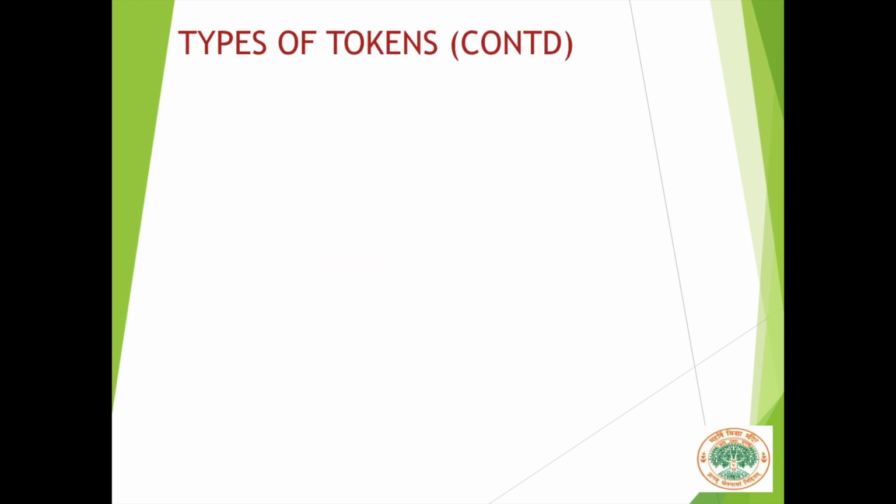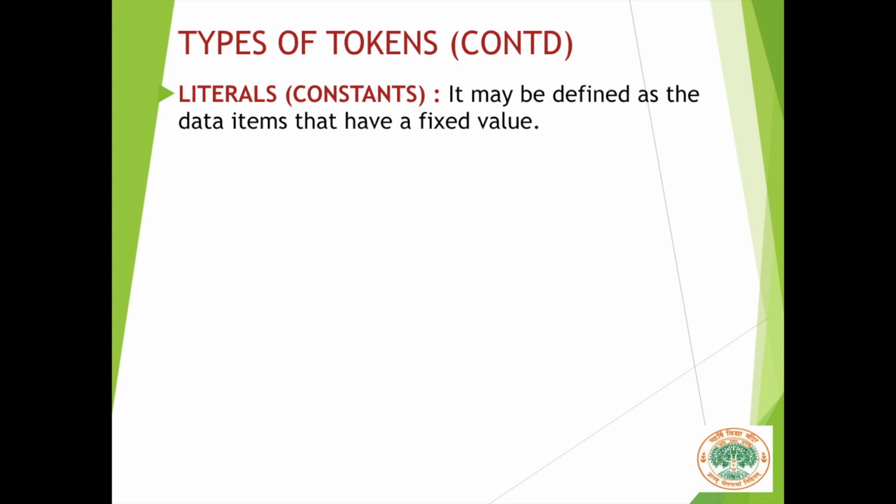So let's try to understand the meaning of the word literal. Literals basically refer to constants. In mathematics, you have already learnt about constants. If I write an expression like 2x plus 3, here 2 and 3 are called constants. Constants means those objects whose values cannot be changed. That means they have fixed values. So it may be defined as the data items that have a fixed value.